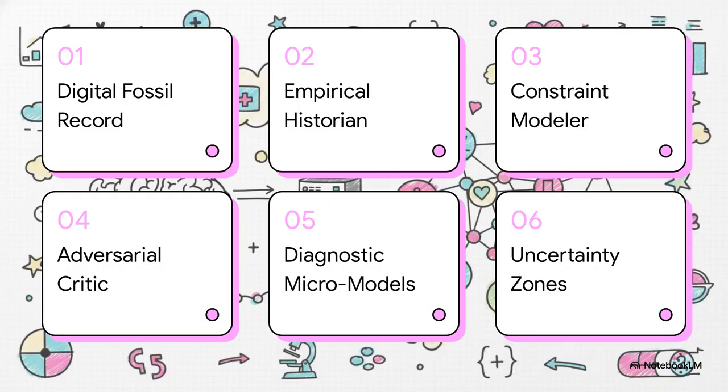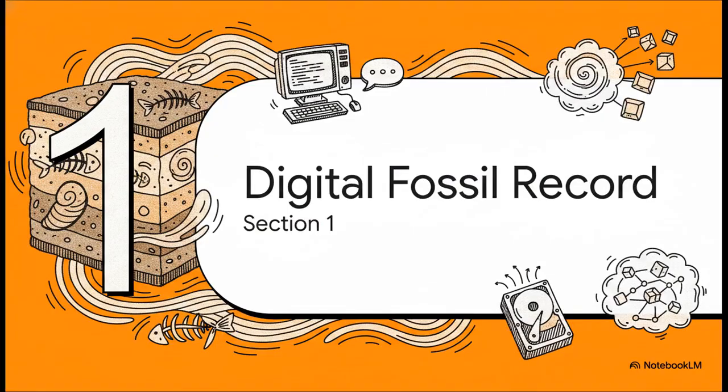Here's our investigative roadmap for today. We'll be looking at salvaging legacy data through a few differing AI cognitive geometries, moving from the concept of a digital fossil record all the way through to our explicit uncertainty zones. Okay, let's get moving. Starting us off, let's look at the digital fossil record.